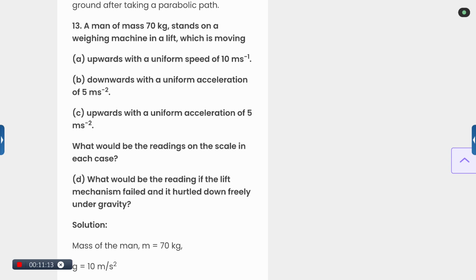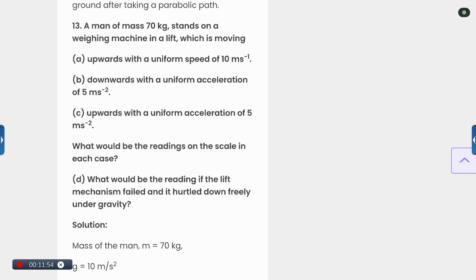M into A plus G. When the lift is going down with the acceleration A, what is it? M into G minus A. When the lift is under free fall, what is it? M into G. What is free fall? What is the weight? 0. G minus A will become 0. You remember this? Long back I taught. This is called the lift problem. Very important.